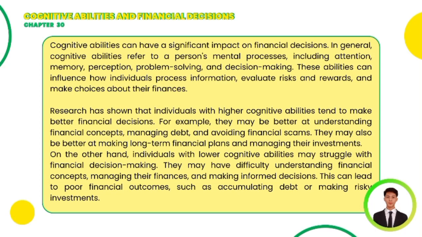Research has shown that individuals with higher cognitive abilities tend to make better financial decisions. For example, they may be better at understanding financial concepts, managing debts, and avoiding financial scams. They may also be better at making long-term financial plans and managing their investments. On the other hand, individuals with lower cognitive abilities may struggle with financial decision-making. They may have difficulties understanding financial concepts, managing their finances, and making informed decisions. This can lead to poor financial outcomes such as accumulating debts and making risky investments.